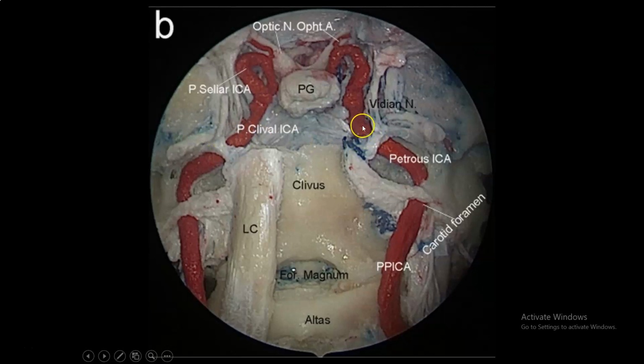As I told you, above the Vidian nerve, the carotid is immediately lateral to the clivus. Below the Vidian nerve, the carotid is a bit far lateral from the clivus. You see? So if you have a lesion in the clivus involving the lower two-thirds, you are relatively safe. Involving the clivus below the Vidian nerve, below the Vidian canal, you are relatively safe. Above the Vidian canal or at the Vidian canal, it's very dangerous. If you go a bit lateral to the clivus, you'll find the carotid here.